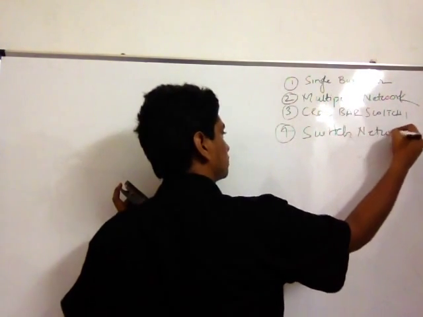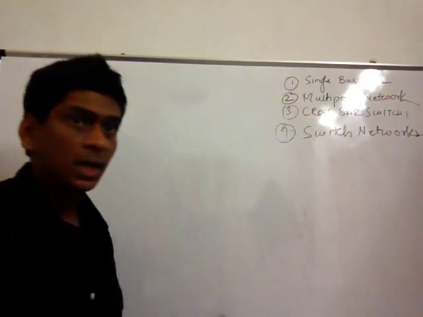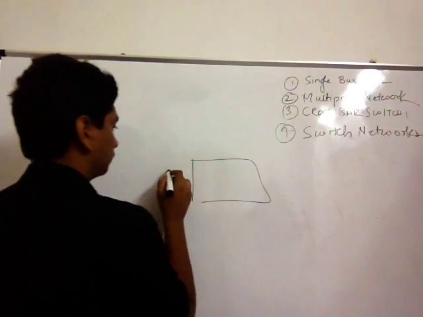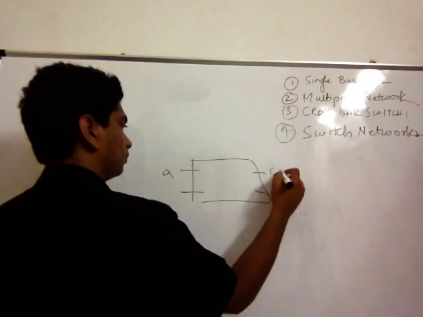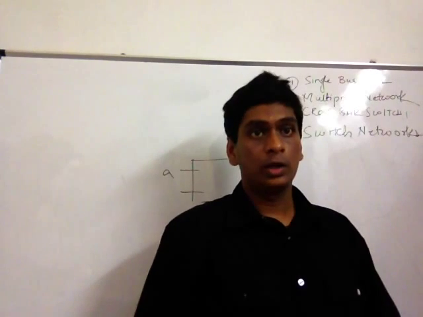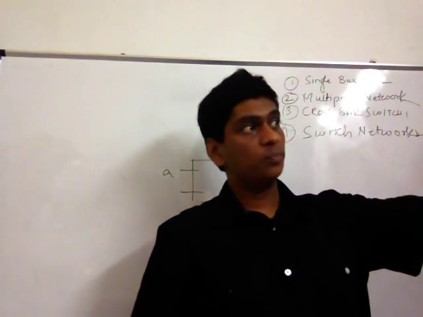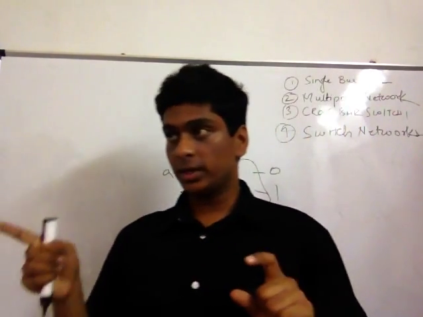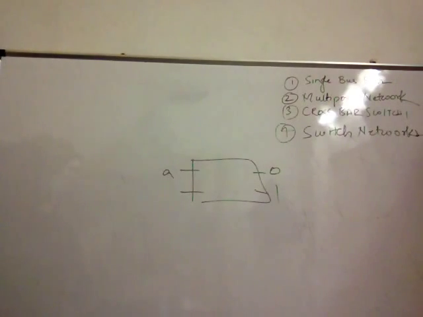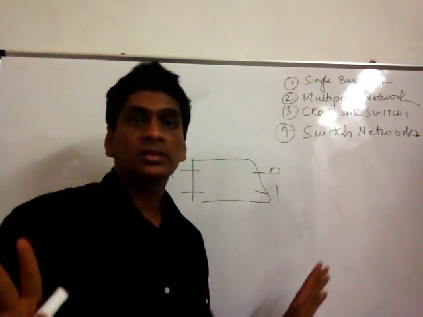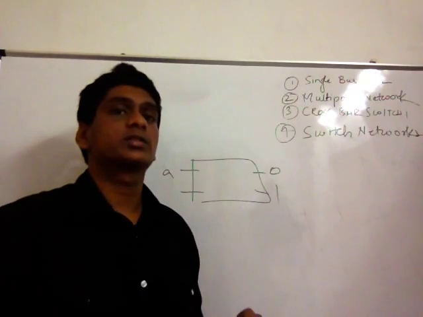Or switch networks. To explain this, let me just ask you a simple question. You have your switchboard. You have switches there. So in that switch, you have an on position and an off position, right? An on position you take as 1 and an off position you take as 0. This is the same logic, there is no difference in that. That is why it is called switch networks.